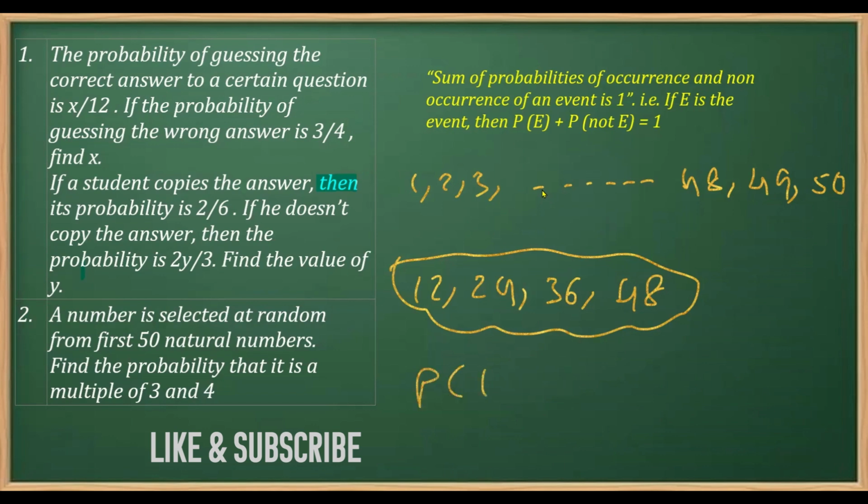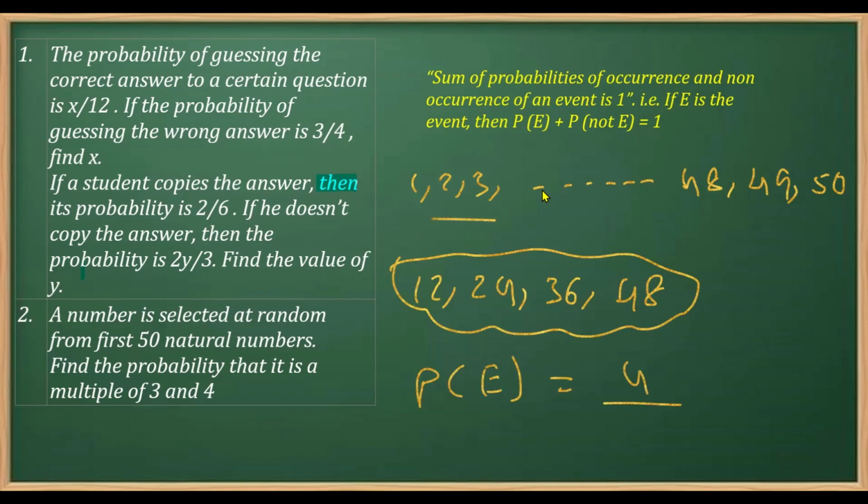So the required probability, let's say if I take P(E), should be how much? There are 4 such favorable out of 50. This can be reduced by 2 with 25. So the required answer should be 2 over 25 in this case.